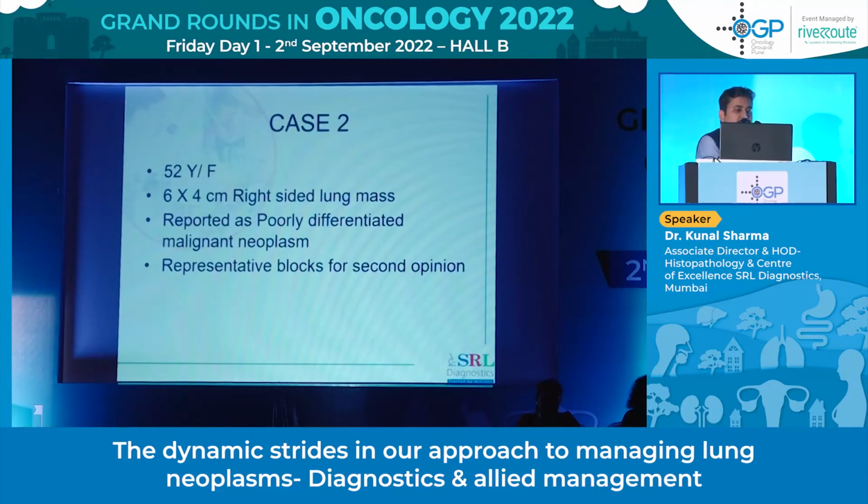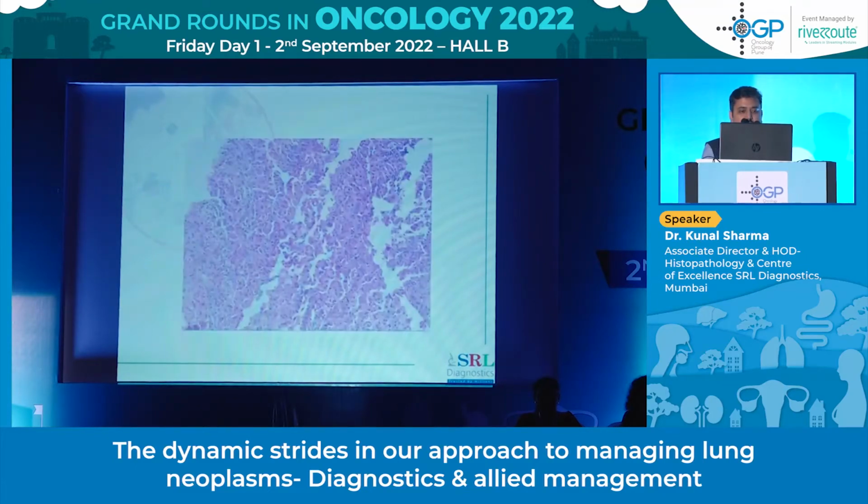Coming to my next case, case number 2 was a 52-year-old female, 6 into 4 centimeters right-sided lung mass, reported as poorly differentiated malignant neoplasm, and representative blocks were sent for second opinion.